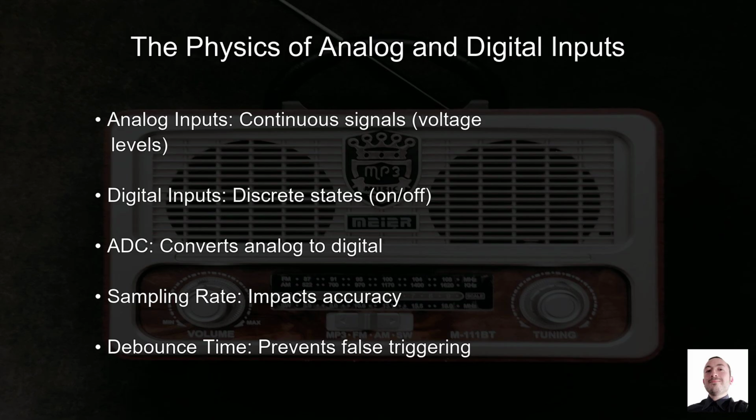Understanding these mechanisms is crucial because it affects how you configure and troubleshoot your PLC system. For instance, the sampling rate of the ADC can impact the accuracy of analog readings, while the debounce time for digital inputs can prevent false triggering from electrical noise.